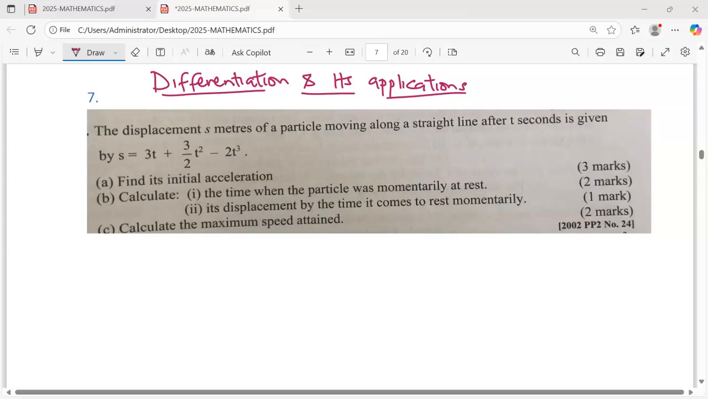This is KCSE 2002 paper 2 question number 24, a question on differentiation. The first question reads: the displacement s meters of a particle moving along a straight line after t seconds is given by s = 3t + 3/2 t^2 - 2t^3. Part A, find its initial acceleration.